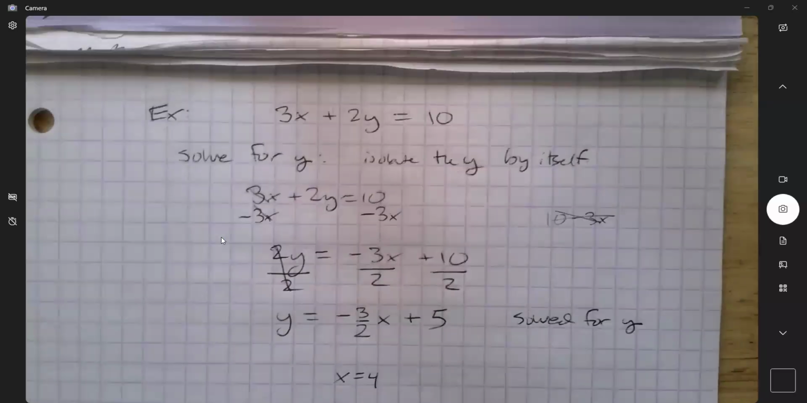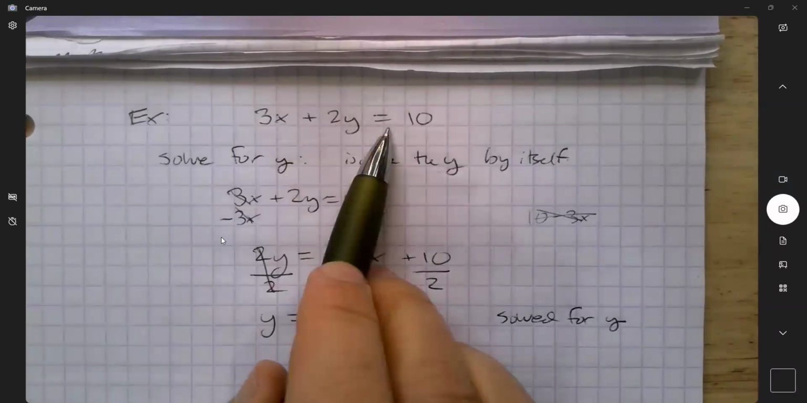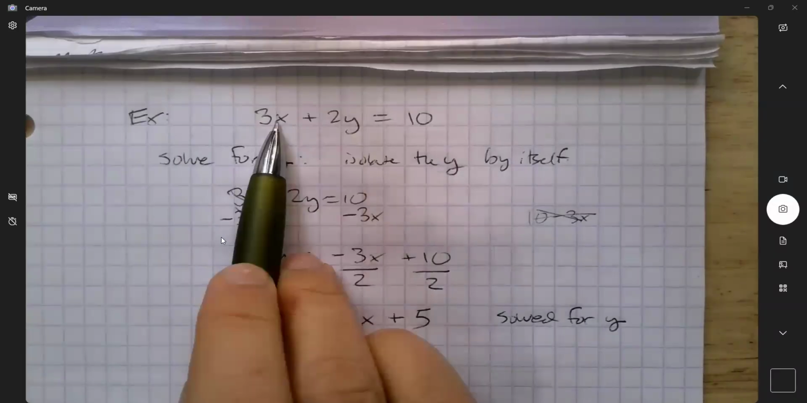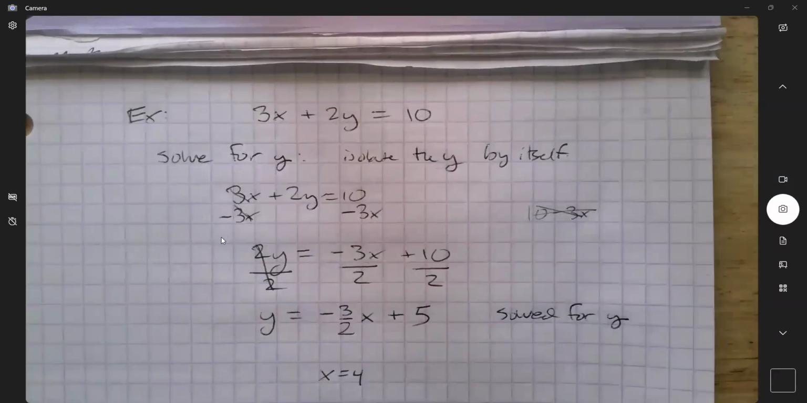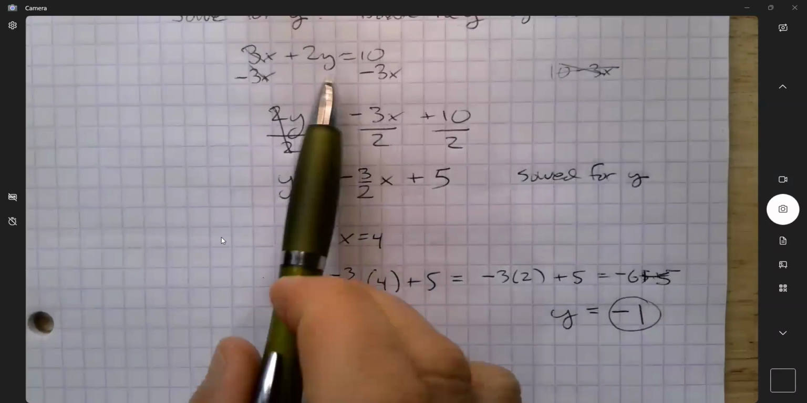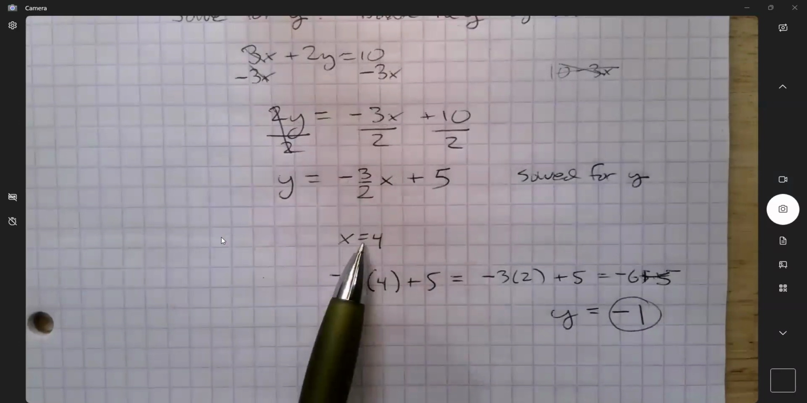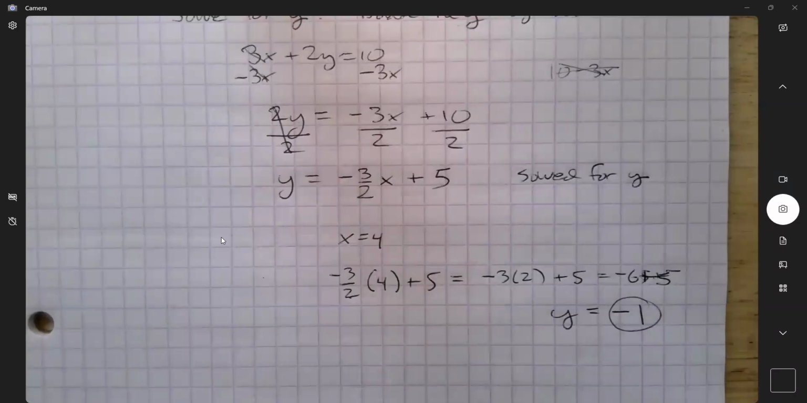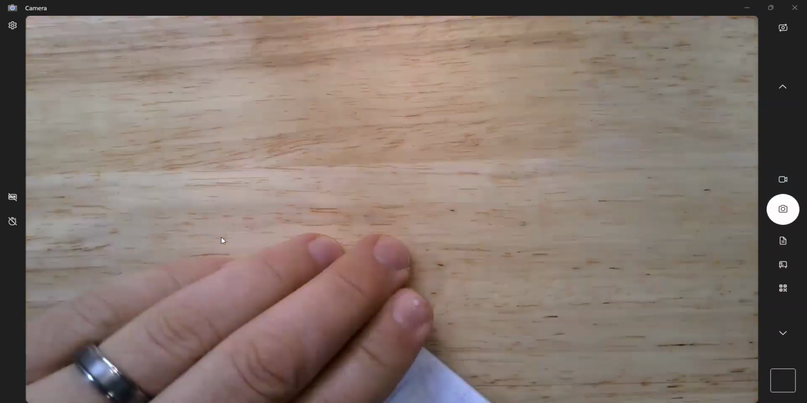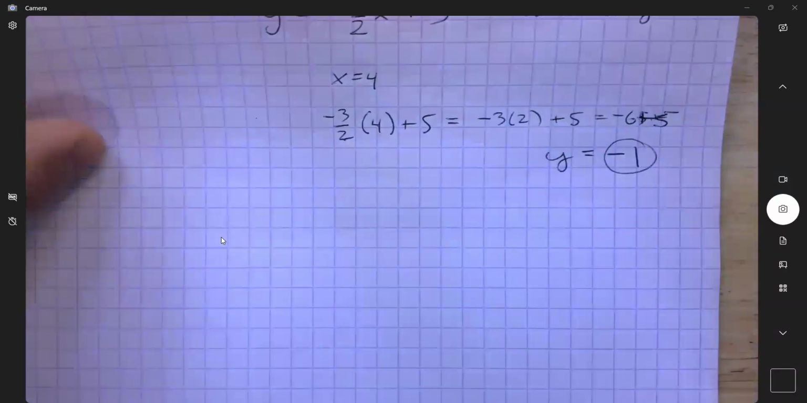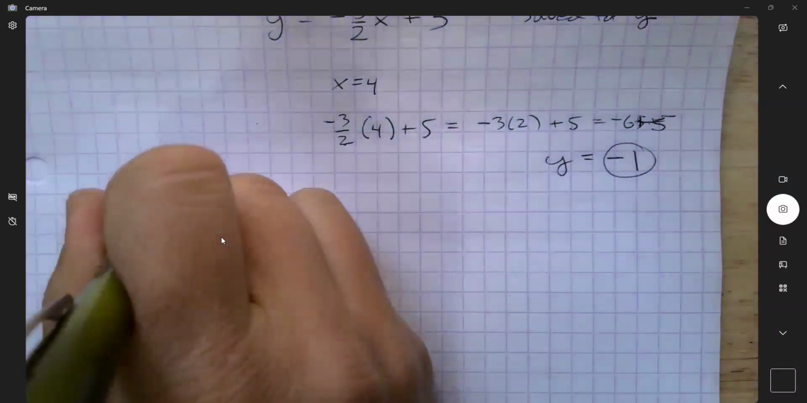I could do that as well in my original equation, but it would take a little bit more arithmetic. So solving for y does the arithmetic before you plug in the numbers. And I could solve that same equation for x, kind of like how with distance equals rate times time, we can solve for any of our variables.